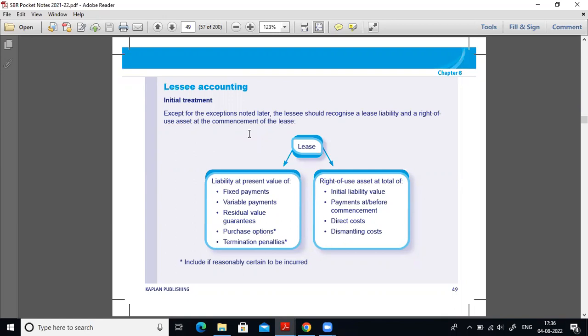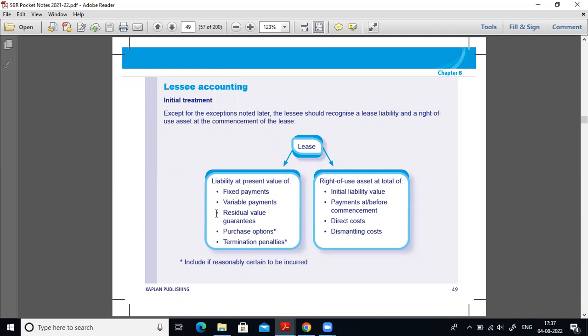Now, variable payments means that in certain lease agreements, the lessee agrees to pay the lease rentals with an increment. Increment in the sense that every year there will be a specific percentage increase. So those variable payments, very important point. When you are computing the present value of the lease liability, we need to consider the fixed payments, and we should also consider the variable payments and the residual value guarantee. This is a very important element.